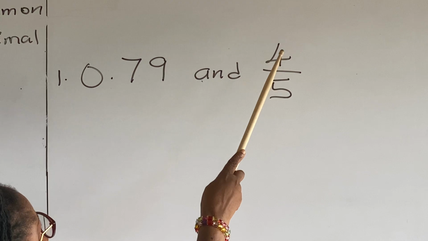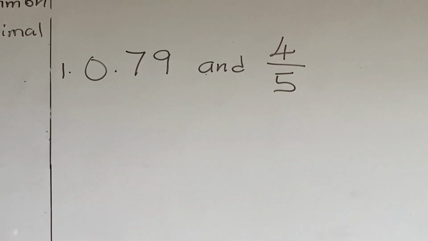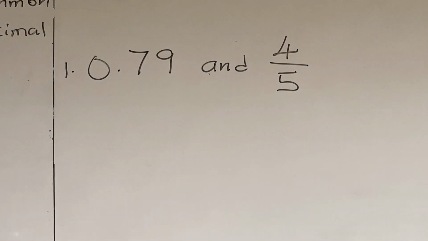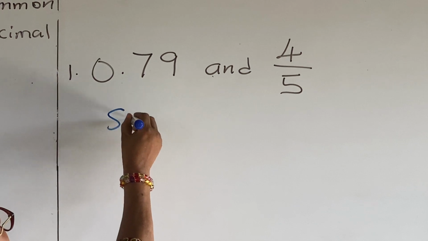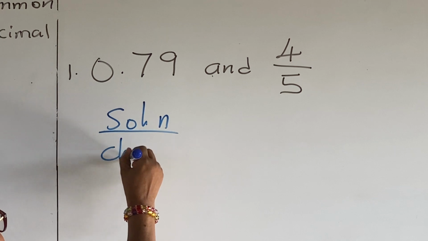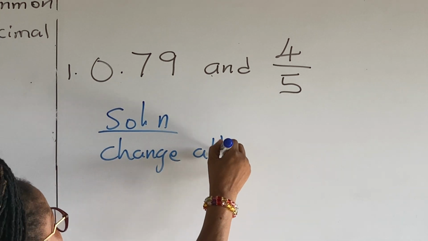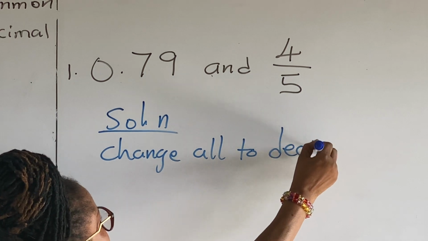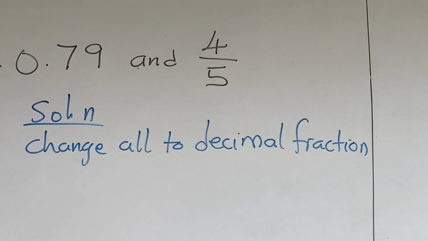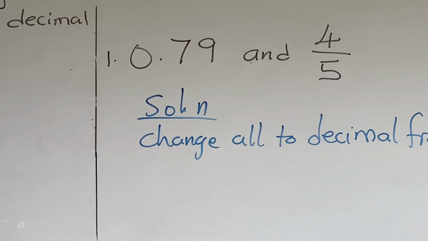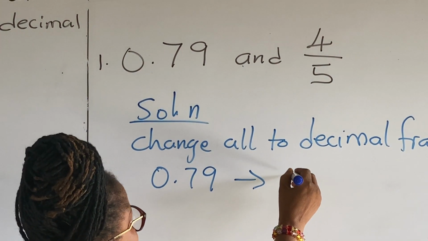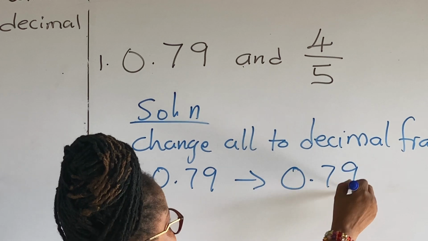0.79 and 4/5. Solution. Let's change all to decimal fraction. So we are going to change all to decimal fraction. But 0.79 is already a decimal fraction, so we'll leave it as such.